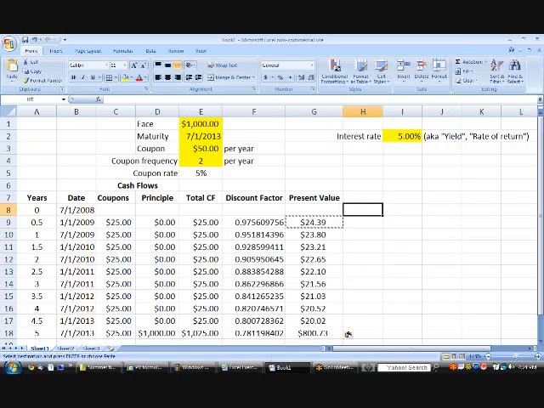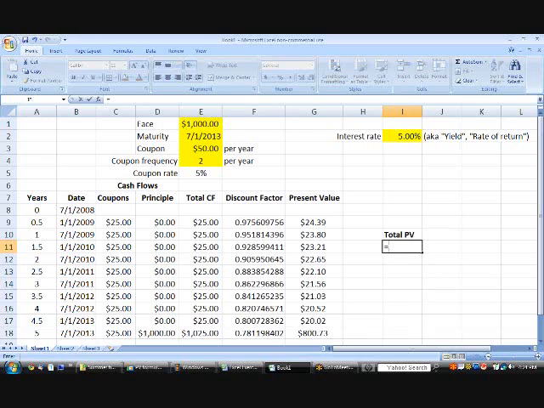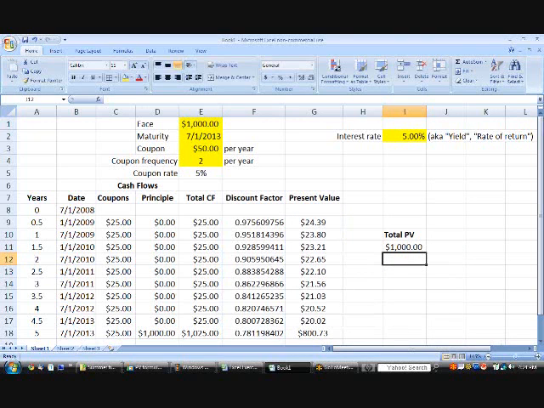Next thing we're going to do is, just off to the side here, we'll calculate the total present value. So now that we know what each of these individual cash flows is worth today, we'll sum them up to find out what the whole bond is worth in present value terms. So we'll take the sum of this whole column. What do you know? The present value of the bond is 1,000, which is exactly equal to the face amount of the bond.